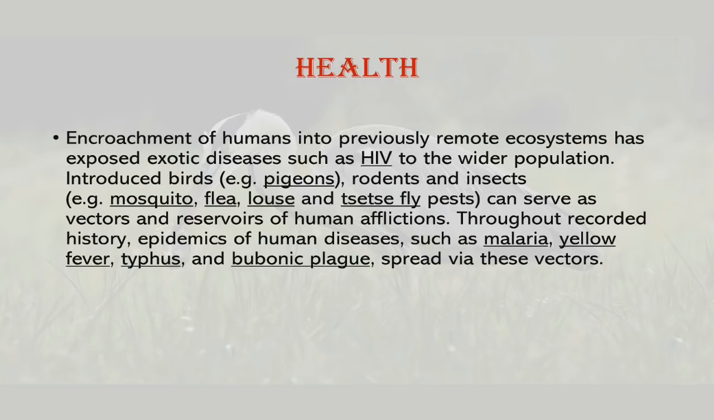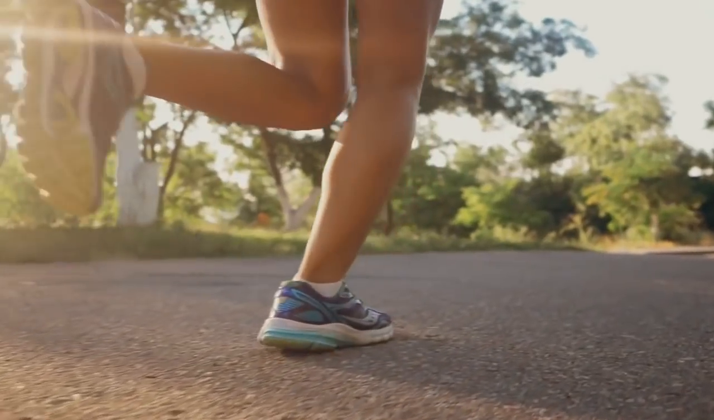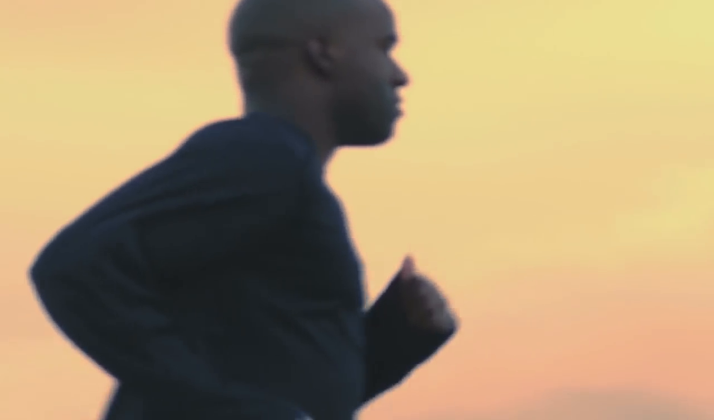Now, what are the effects? So firstly, talking about health, encroachment of humans into previously remote ecosystems has exposed exotic diseases such as HIV to the wider population. Introduced birds, pigeons, rodents and insects like mosquitoes and flies can serve as vectors and reservoirs for human afflictions. Throughout recorded history, epidemics of human diseases such as malaria, yellow fever, and typhus spread via these vectors.